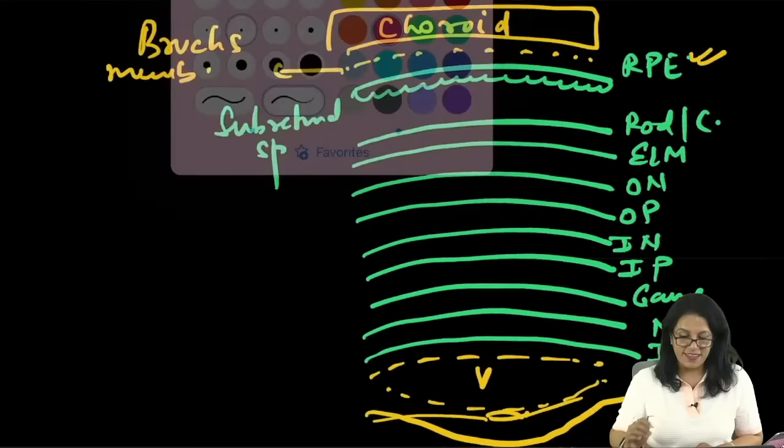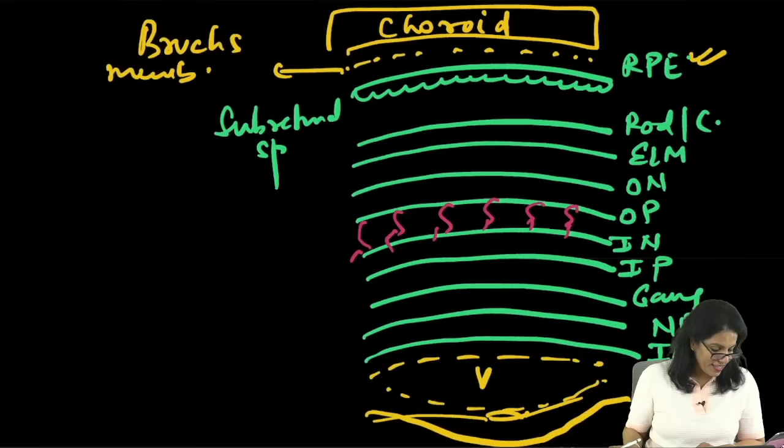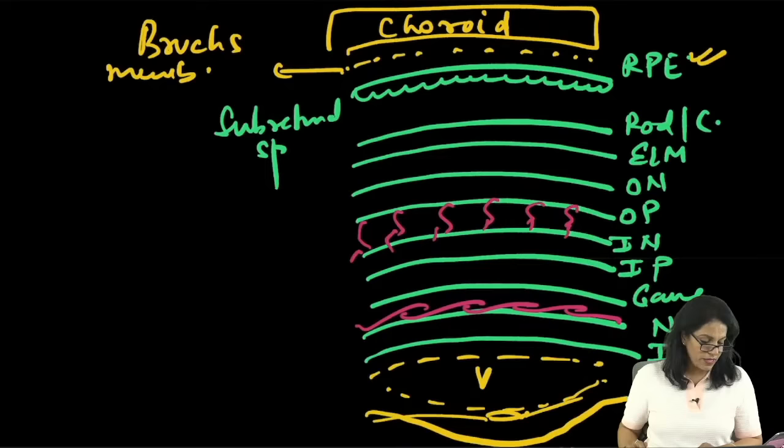Where are the capillaries? Capillaries are at the OP and IN layer, where they are perpendicular to the surface of the retina. OP and IN, what does that mean? Outer plexiform, inner nuclear. And then along the nerve fiber layer, they are parallel. Yes, very good, Chandni. So you are describing the fluorescein angiographic pattern. You first told me about ink blot. What is the next? Tell me.